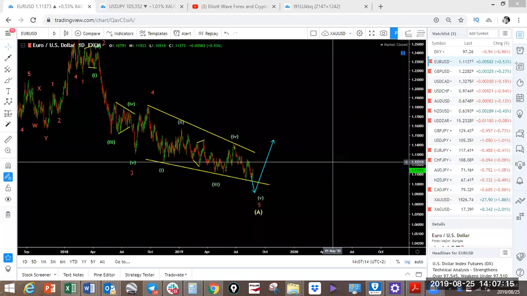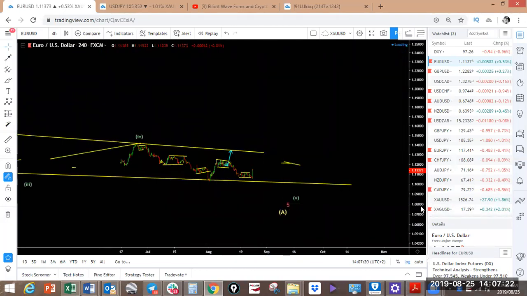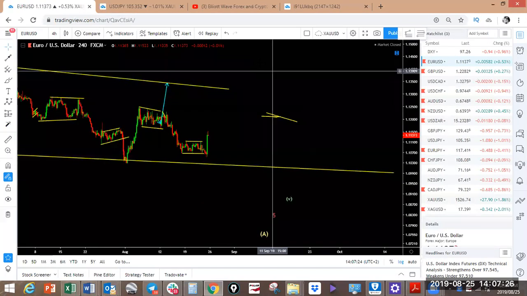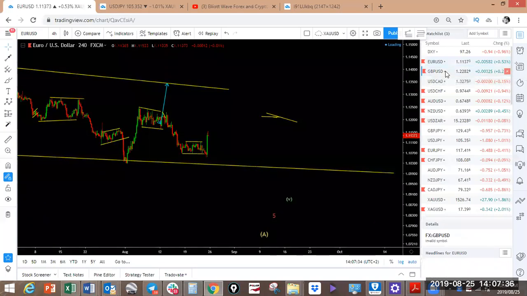Now that is euro. Let's go to the lower time frame for hour. We've now got the impulsive move, so we'll be looking to trade this to the upside, to push higher, at least minimum back to the top of the boundary. That is euro. Now let's look at pound US dollar.